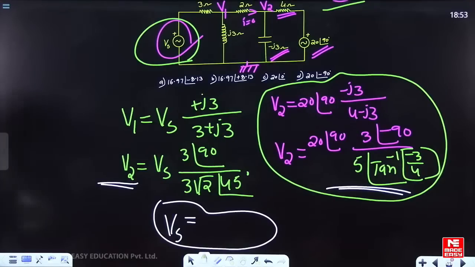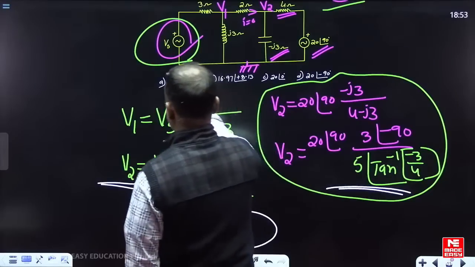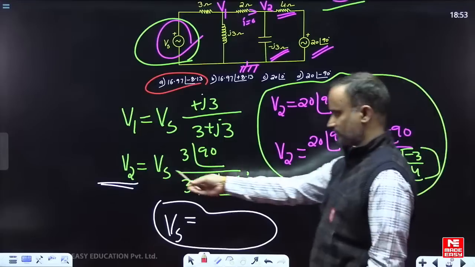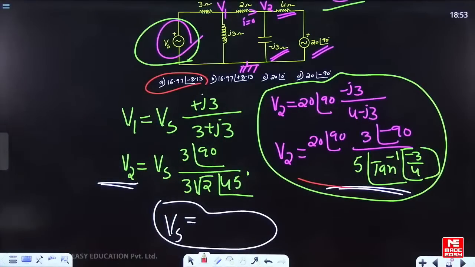Okay, check it out. Now many students are saying A is the correct option. First simplify V. By simplifying we get the V2 value. Substituting here, we can find out Vs. Okay, very good.